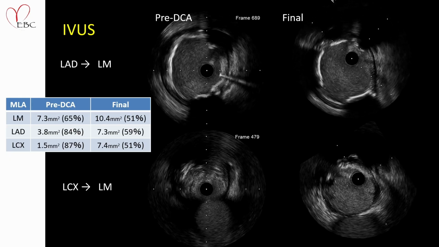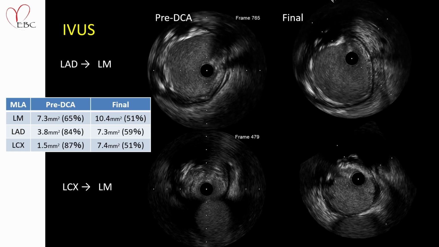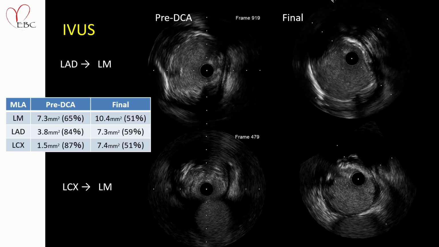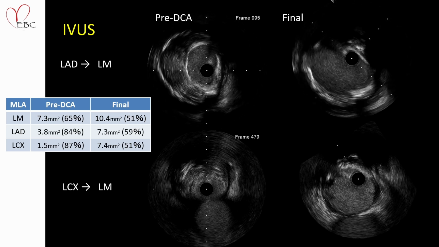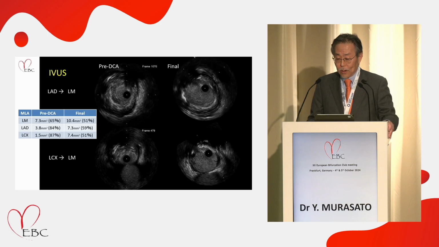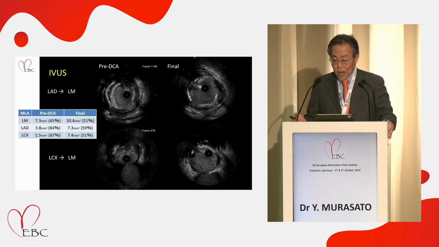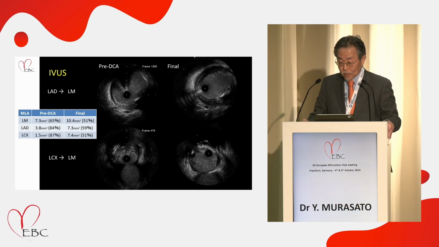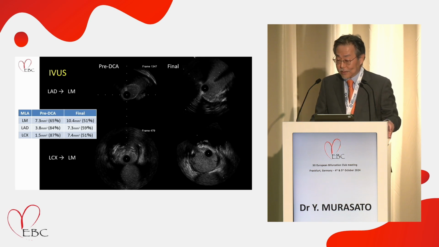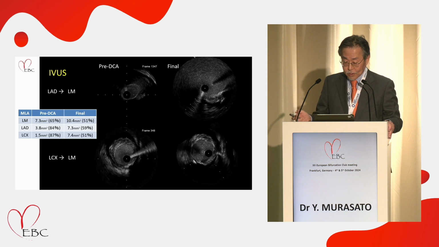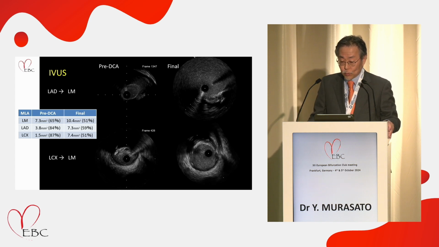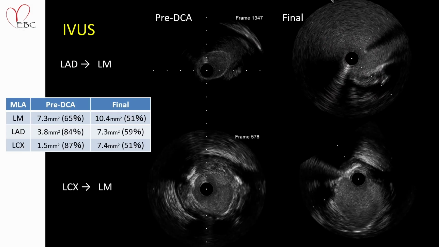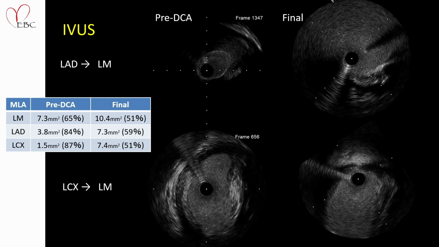And these are the IVUS images. This is a pullback from the LAD to the left main. Before the DCA, significant plaque was found in the proximal LAD and distal left main. After DCA, here you can see the significant plaque was resected. And this is a pullback from the LCX to the left main. The LCX ostium also had significant plaque. After DCA, this plaque has been resected.